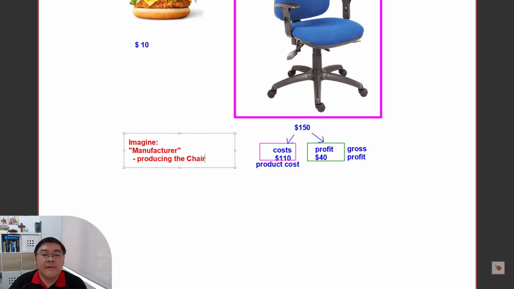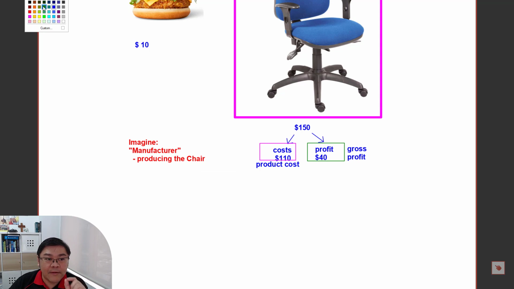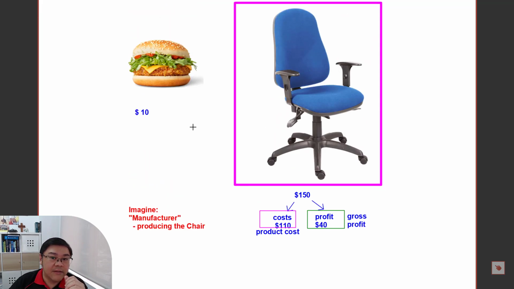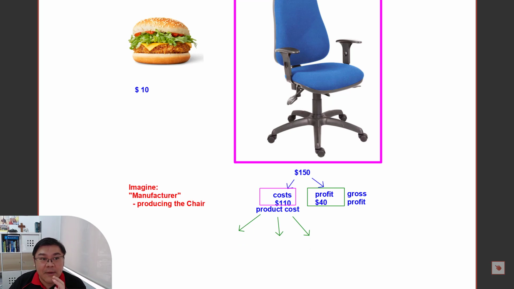Okay, now let's think about what kind of costs will be attributable to this chair, and where and how these costs will be categorized. Think about that. So you look at the picture, and I'm sure you would say, oh yeah, I see some plastics, some wheels, the fabrics. These are all the materials. A product that you make will often come with materials that are used to make the product. So we have material costs.